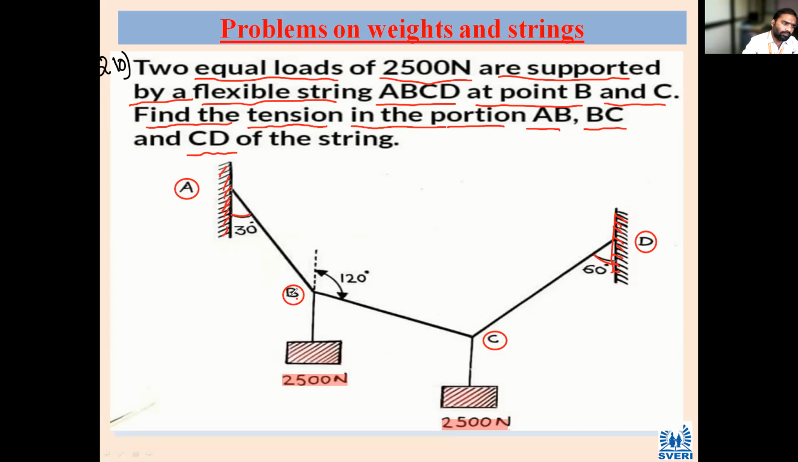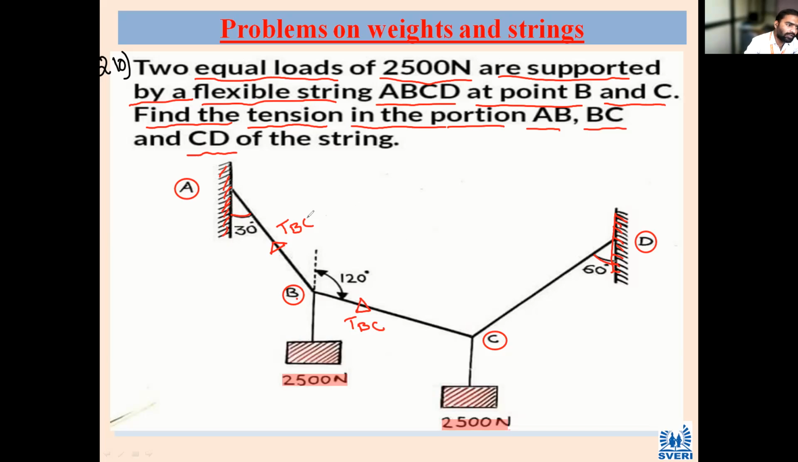Consider any of the joints. I will consider joint B. What are the unknowns? The unknowns are the force in the member, or the tension in the members TAB and TBC. Correct? And there is a tension in the member TBC.